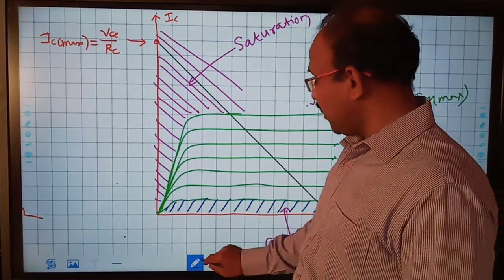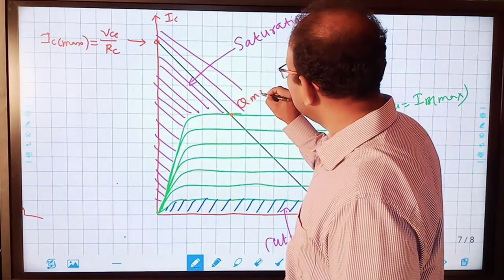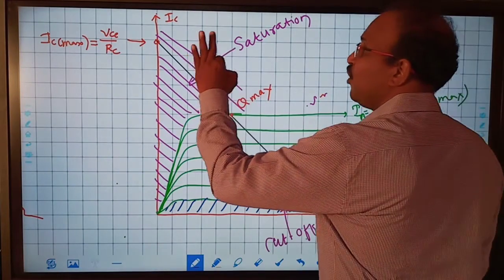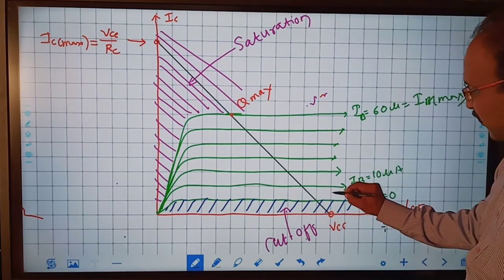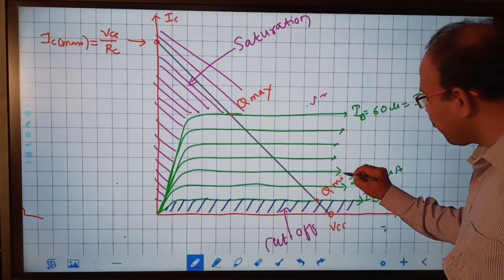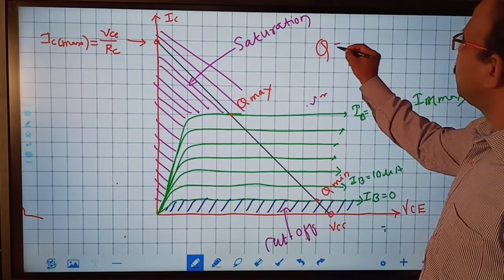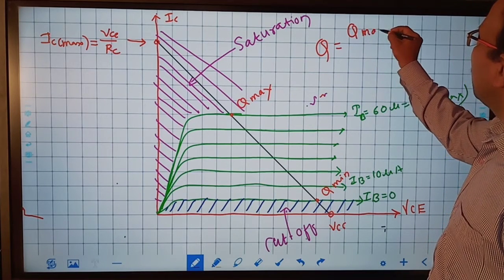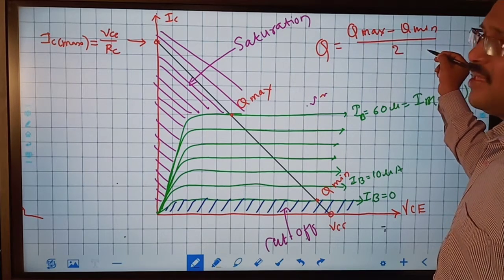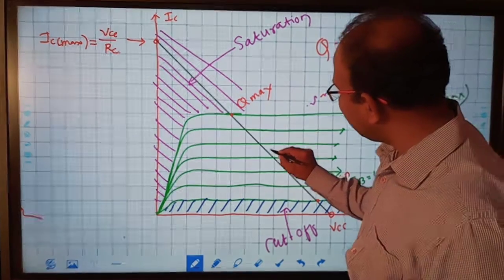Now here I want to tell you, what is this? This is actually Q max. Maximum allowable Q, the maximum allowable value of IC and VCE. It shouldn't enter into this region. This is, I say, Q min. Okay. Where will be the Q point? The real Q point must be (Q max minus Q min) divided by 2. This is the average, or center, of the active region. So the center of the active region is somewhere here.